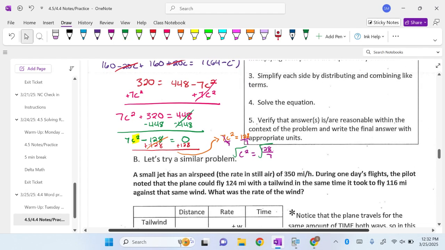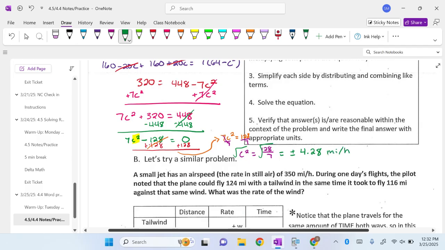So if we have that, that means our answer is plus or minus 4.28 miles per hour. Because remember, we're finding the current. Now, let me ask you guys this. Which answer makes the most sense, the positive version or the negative version? The positive version. Because, can we have a negative speed? Is it possible to have a negative speed? No. So our real answer is 4.28 miles per hour.